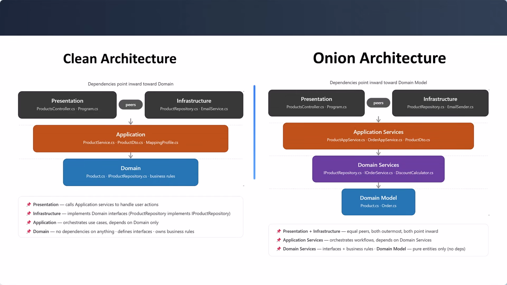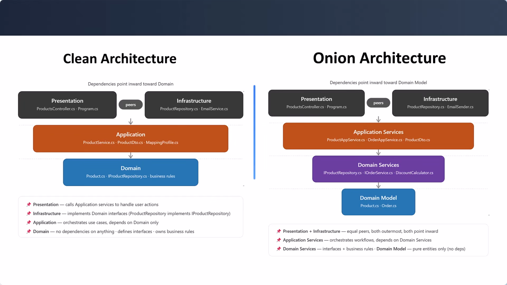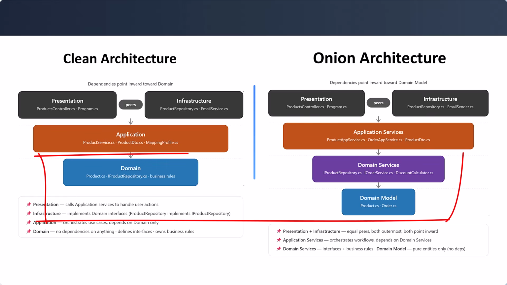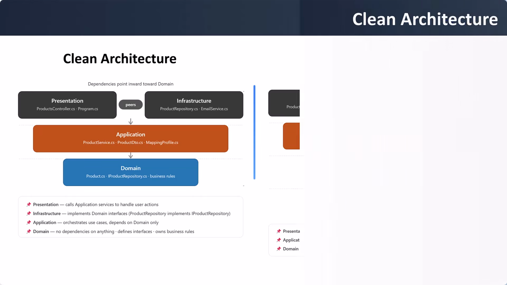If I have to organize both of them side by side in a layered architecture, presentation and infrastructure will be at the top layer and they are like peers. Then we have the application, and the final difference will come in. In clean architecture, we will just have the domain, but in onion, we will have domain services, and inside there, we will have the domain models.